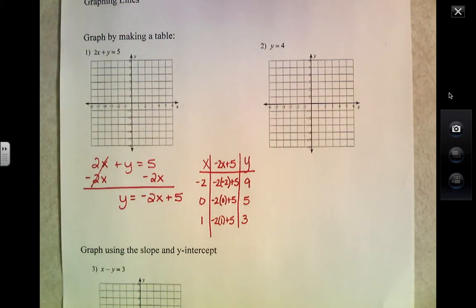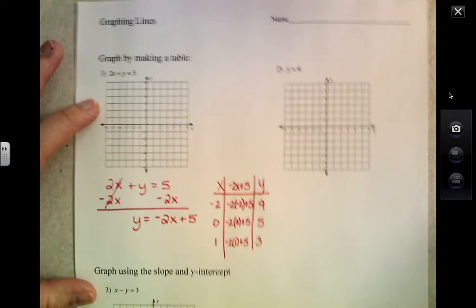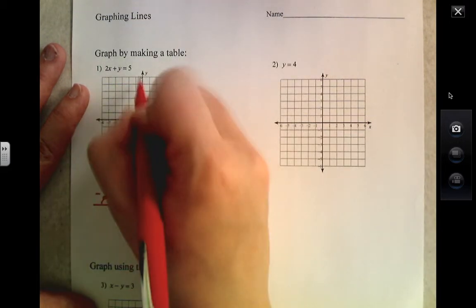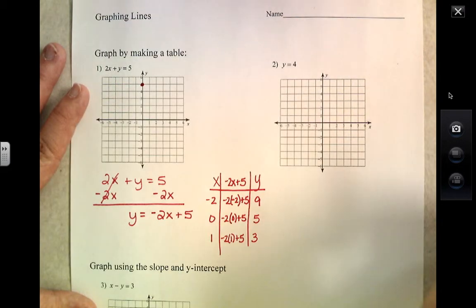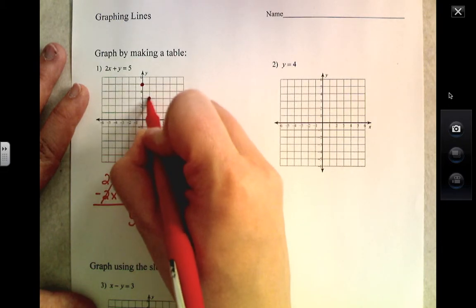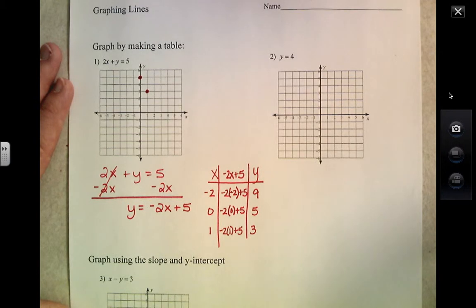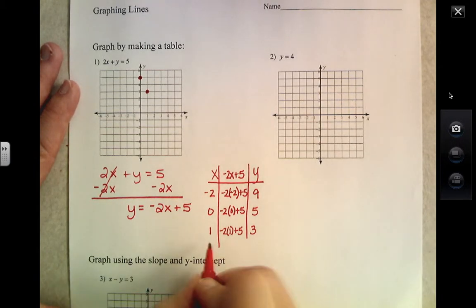Okay, so these 3 points need to be plotted on this graph, okay? Now, negative 2, 9 is not actually going to fit on my graph because my graph only goes up to 6, okay? So I'm going to skip that one for now. I'm going to plot 0, 5, and I'm going to plot 1, 3, okay? Now, 2 points is not quite enough to get a line, so what I need to do now, since my negative 2 didn't fit, is I need to pick one more value. So let's go ahead and just pick 2.